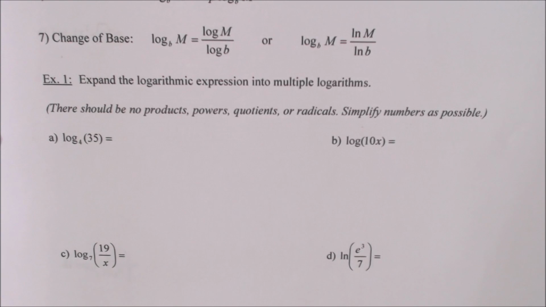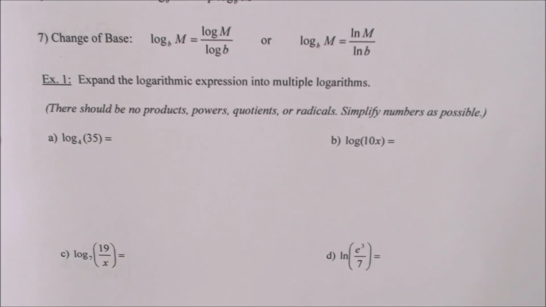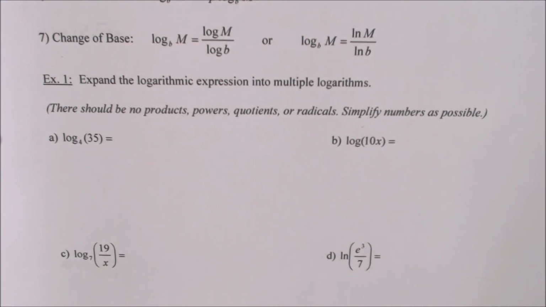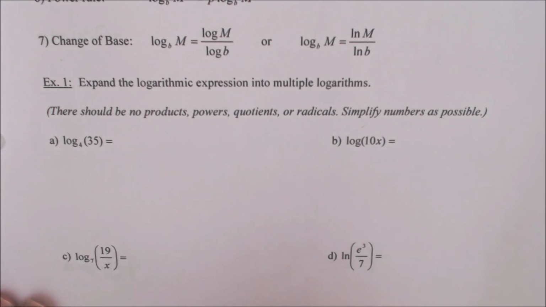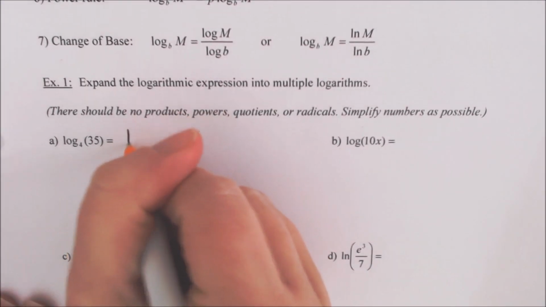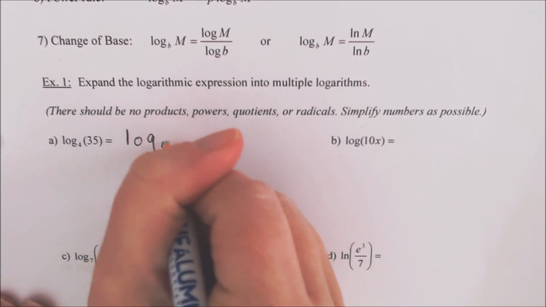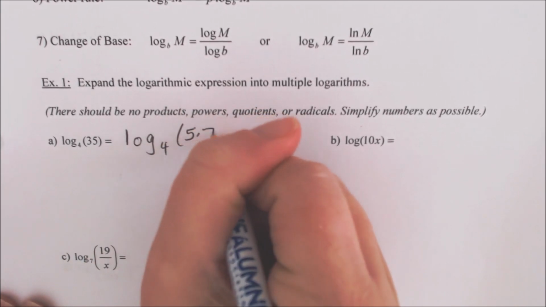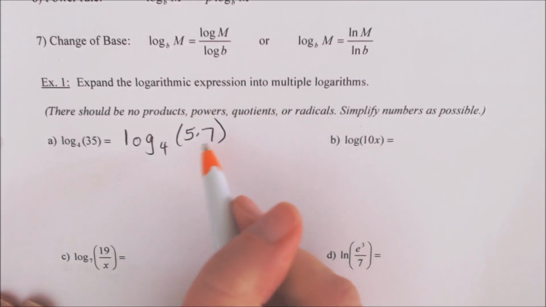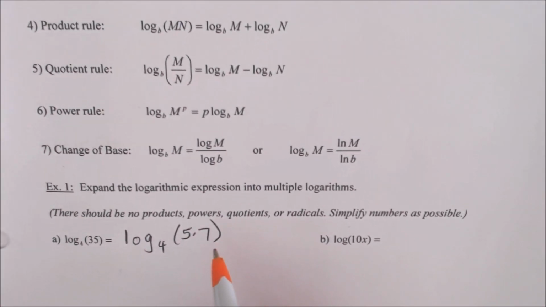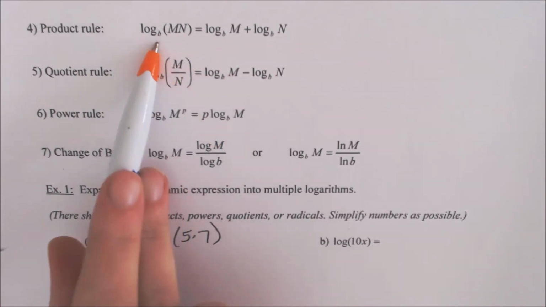Letter A, we have log base 4 of 35. Not a whole lot we can do with that. We're not multiplying anything like that or dividing anything, but can we write 35 as maybe a product of two numbers? So the first that come to mind for me are 5 and 7. So I'm going to write this as log base 4 of 5 times 7.